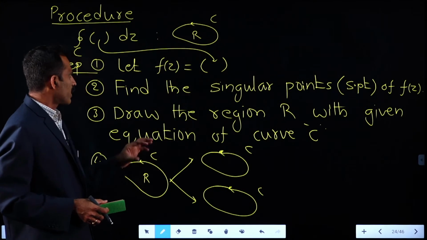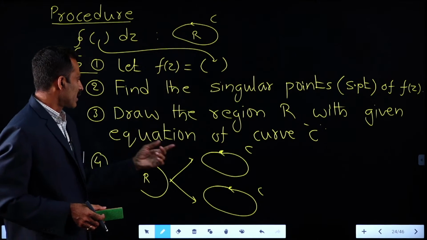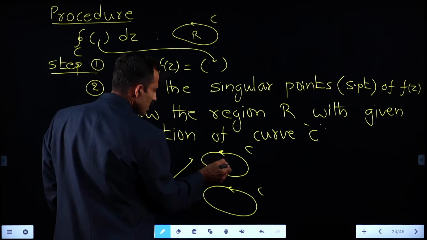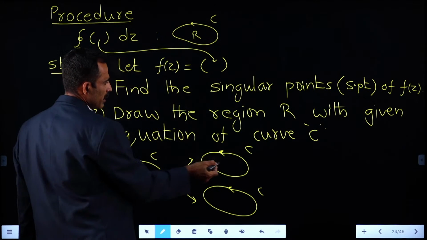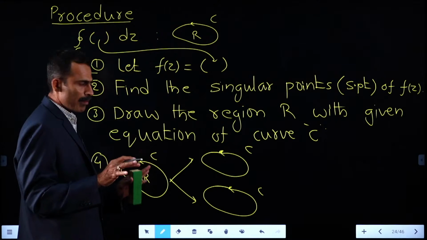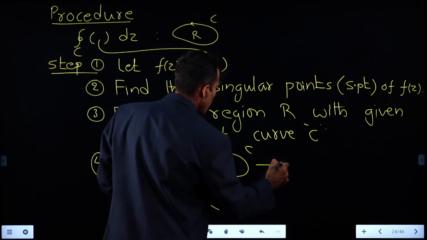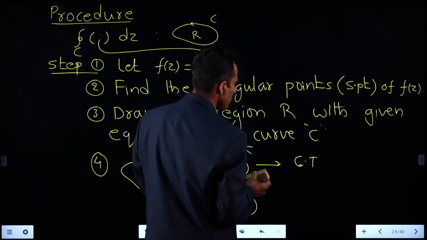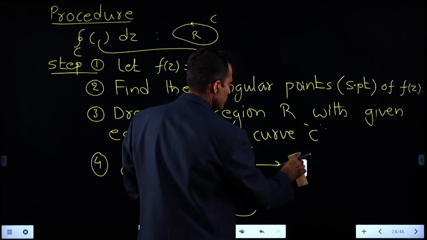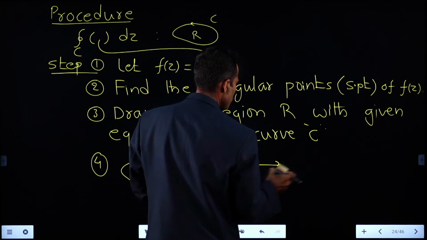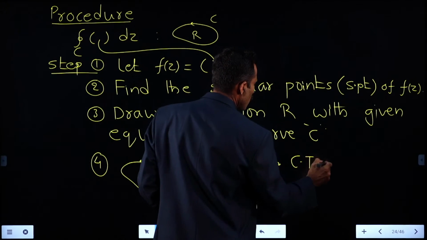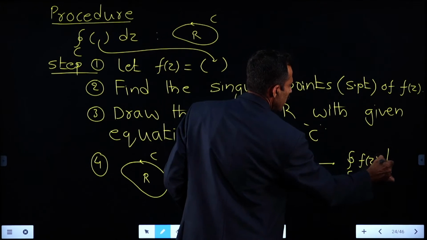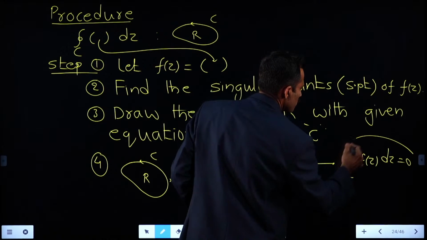After drawing the region, we can check whether the singular points of the function lie inside the region or outside the region. Suppose inside the region, on the region, there is no singular point. In this case, we apply the first theorem, Cauchy's theorem. According to Cauchy's theorem, the integral over C of f(z) dz equals 0.